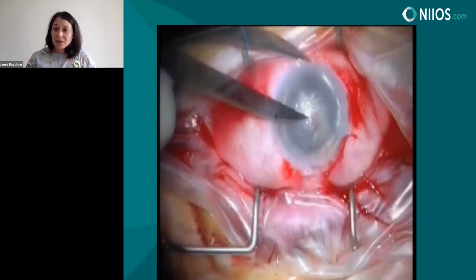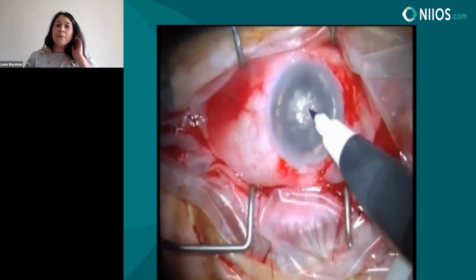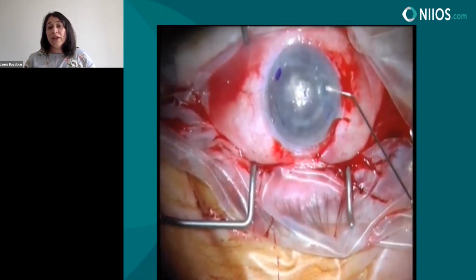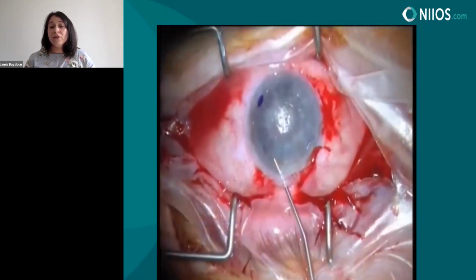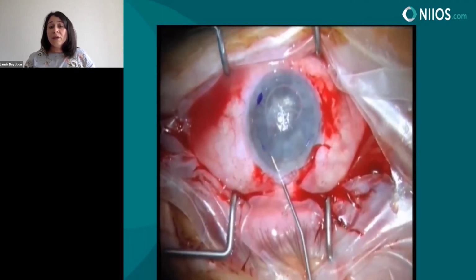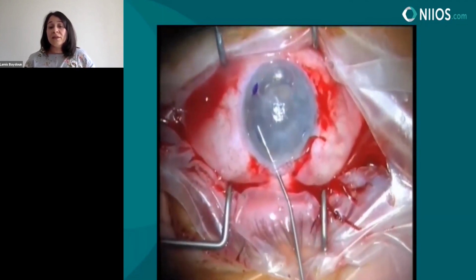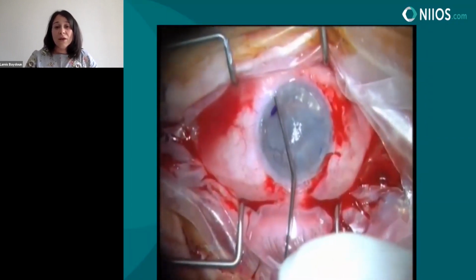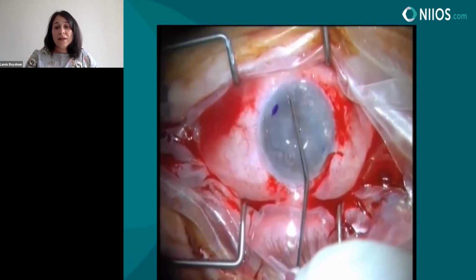As you know from the DALK technique, now you have to do the trephination. First you remove a little bit of air, leaving a little bit of air to keep control. Then you put viscoelastic in the dissected pocket, and then you can trephine. I will move that on because you know this step, of course.